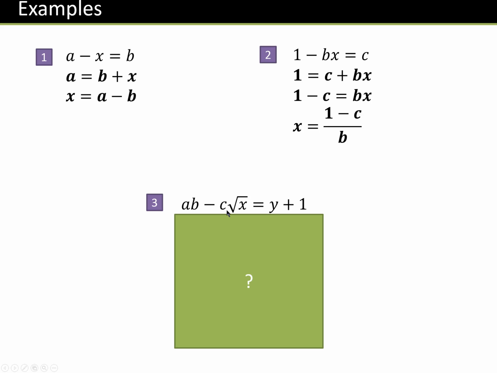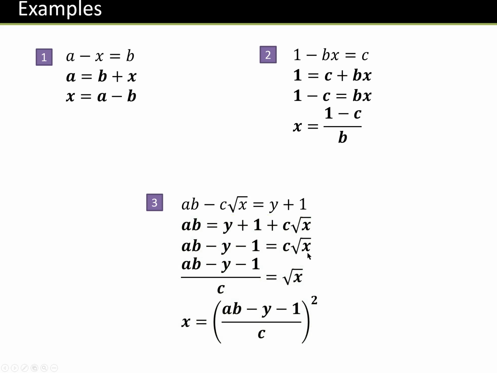Alright, so I'd add c square root x to both sides. Take that over there, and then take all this stuff to the left. So negative y and negative 1. So negative y negative 1 is equal to c square root x. And then we would divide both sides by c.